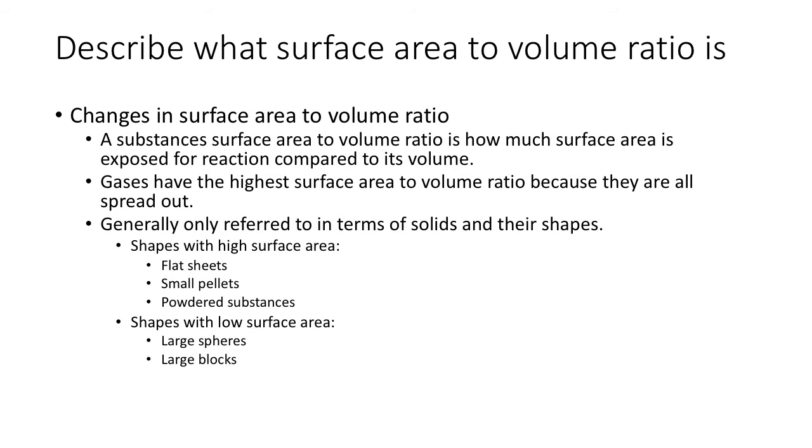What is surface area to volume ratio? A substance's surface area to volume ratio is how much surface area there is exposed to the reaction compared to its volume. So it's about how much is exposed. Gases have the highest surface area to volume ratio because they are all spread out. It's generally only referred to in terms of solids and their shapes. Things with high surface area are flat sheets, small pellets, or even really small granules or powdered substances. But substances with a low surface area to volume ratio are large spheres or large blocks of stuff. Let's go show what that is.